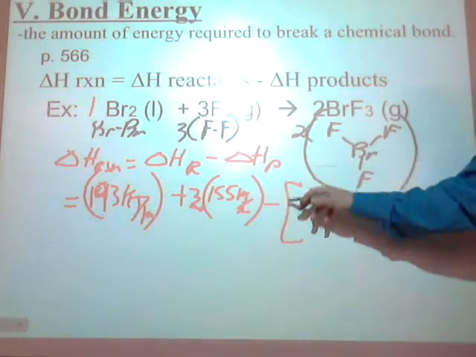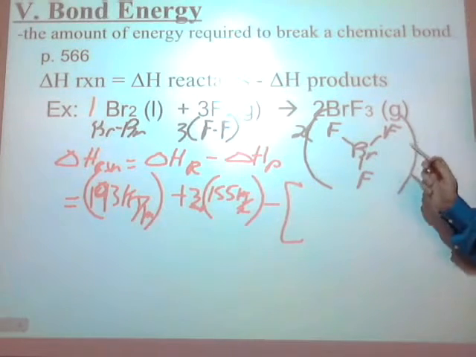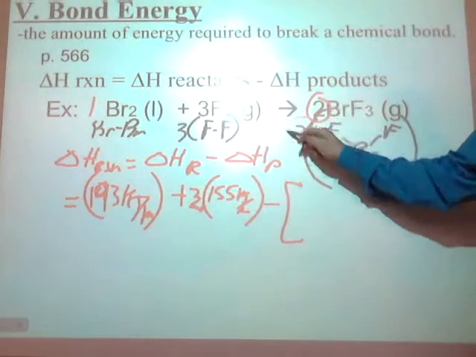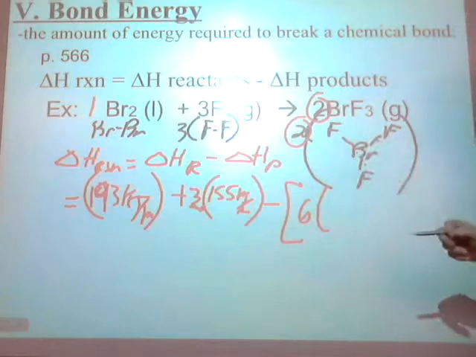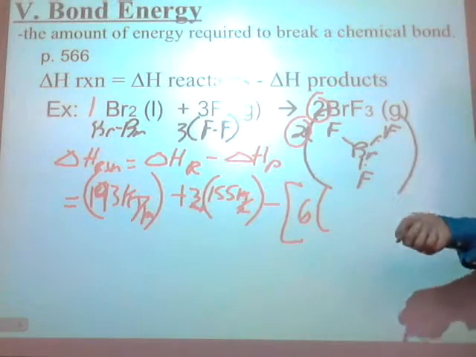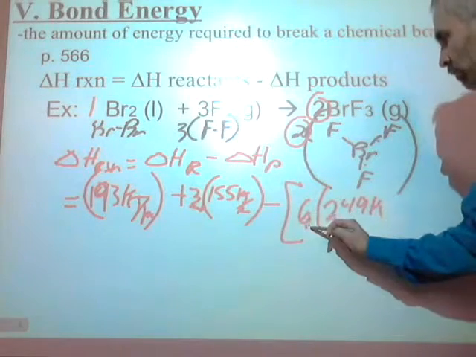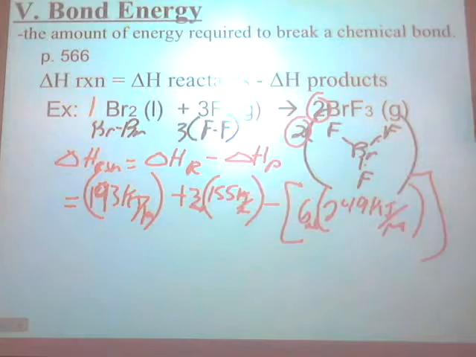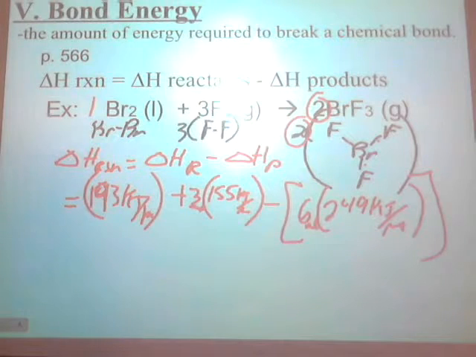Minus, what am I going to multiply by the BrF3? I mean, 6. Because there's 2 here, times 1, 2, 3 bonds, that's 6. Times, what's the Br-F actual energy? How much? 249 kilojoules. So that's 6 moles times 249 kilojoules per mole. And there you have it. Now, do the math for all that. I have the answer. Let's see if you get the right answer.